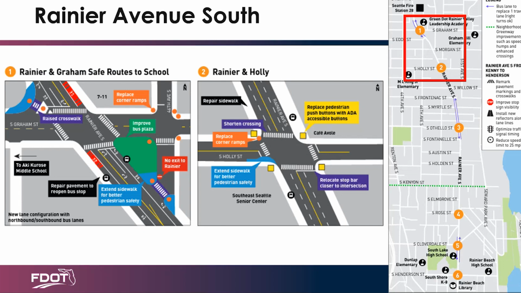It's kind of a bird's eye view of what's going on. So you got a corridor with 6 different main locations with stuff going on. If you look at the Rainier and Graham Safe Routes to School, you're looking at raised crosswalks, the bus pavement, you're extending sidewalks, you're placing corner ramps, tightening up the radiuses, changing some of the access. Rainier and Holly, you're doing a lot of some of the same things.